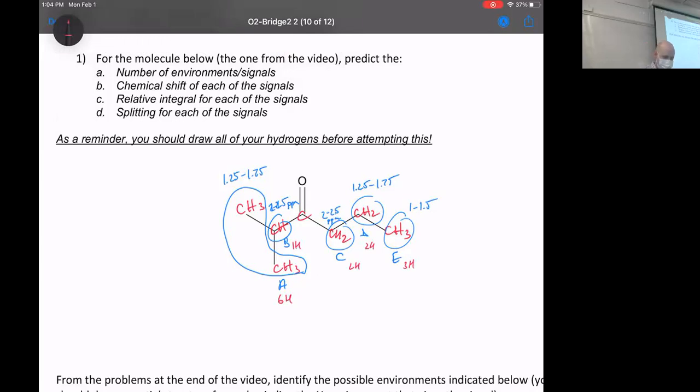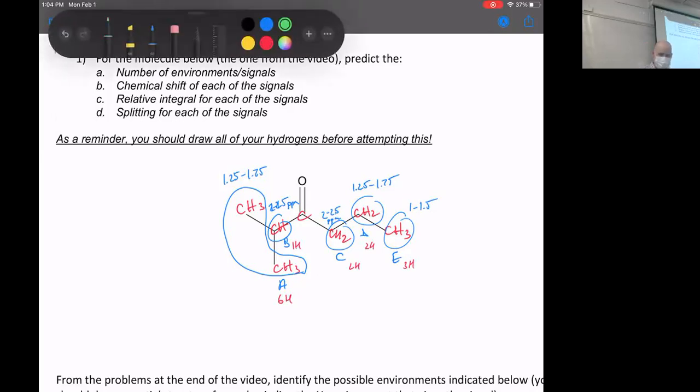Lastly, the new thing for today was the splitting. When we're doing splitting, we are specifically looking at one environment at a time. For these CH3s, it's easy to get confused because you have 6 different hydrogens in this environment. But think of them as all just basically living in the same house. When they look out the window at their neighbors, how many neighbors do they have, or how many hydrogens on neighboring carbons?